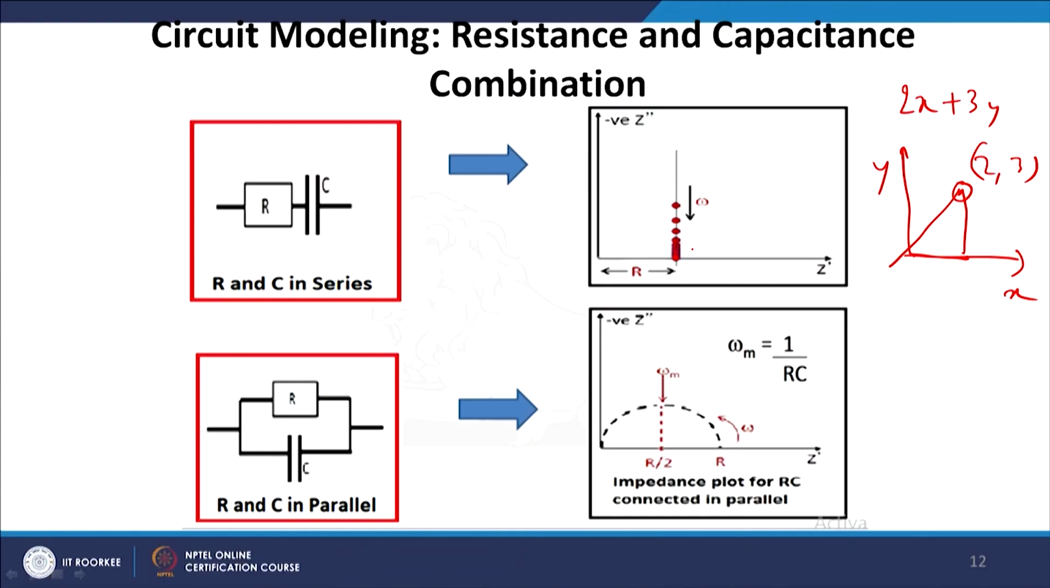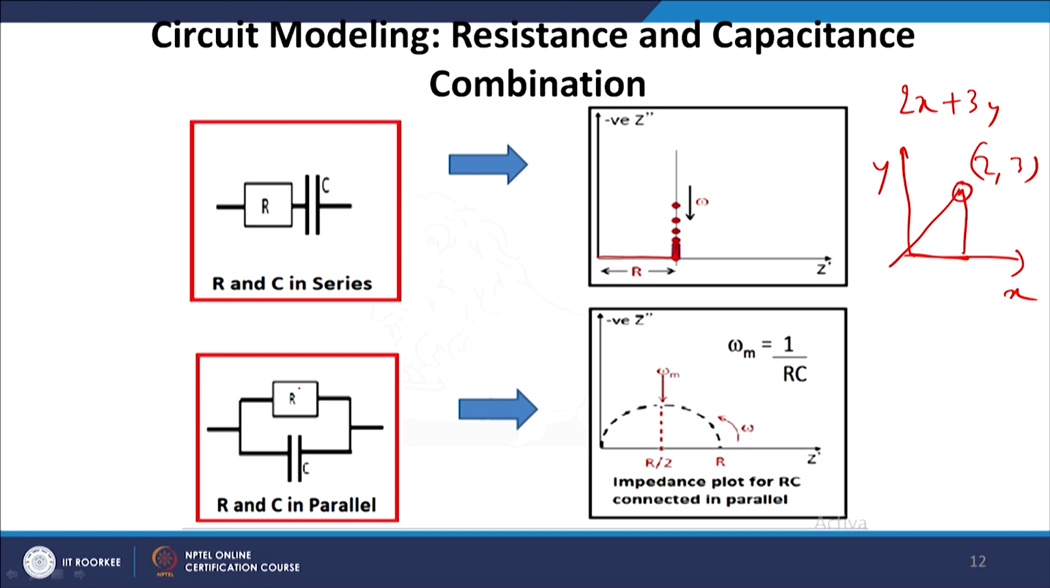It can be either in series or in parallel. If the resistance and capacitance are connected in series, with our previous example of 100 ohm resistance and 100 microfarad capacitance, now connected in series, what will the corresponding impedance graph look like? The resistance has been shifted along the x axis by 100 ohm, and then the capacitance goes along the y axis. This is for the series circuit.